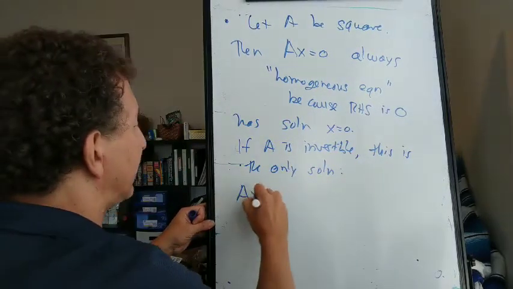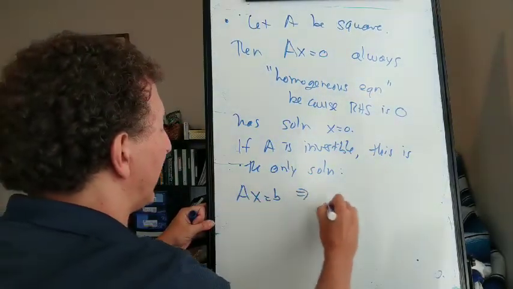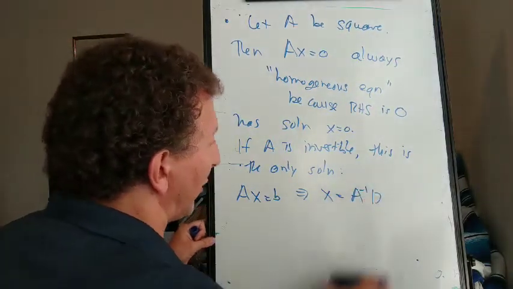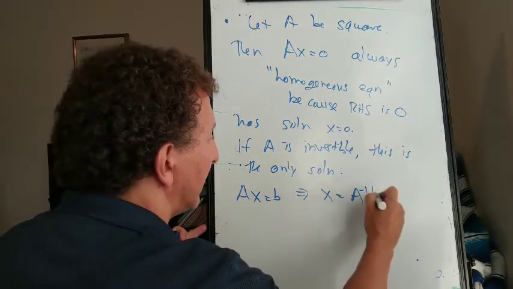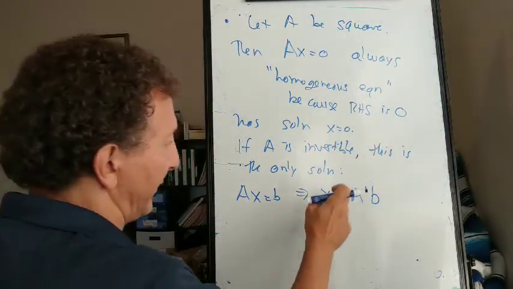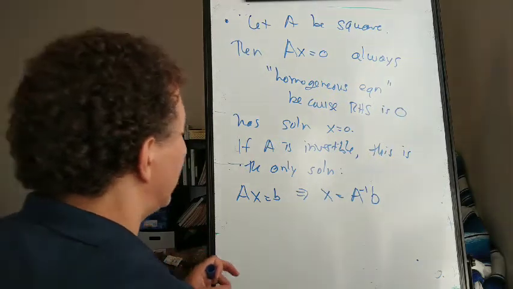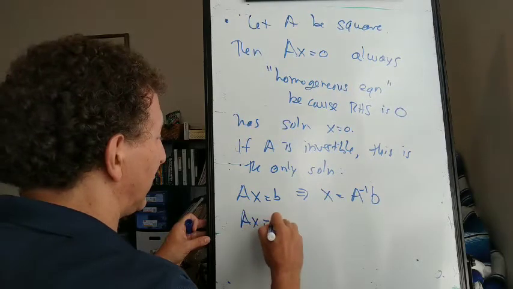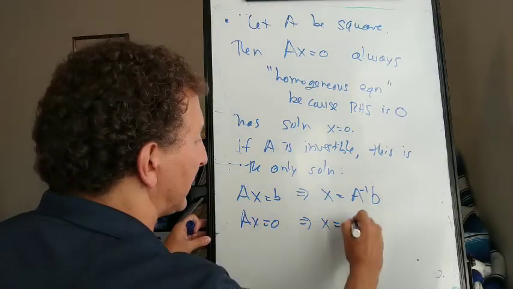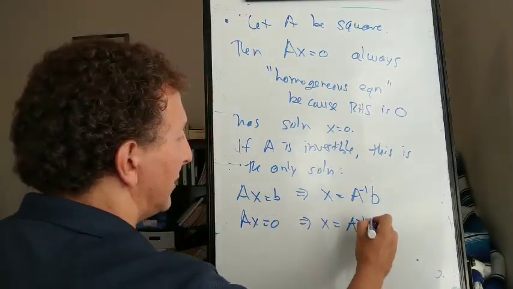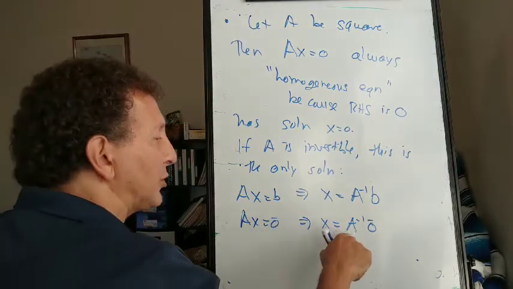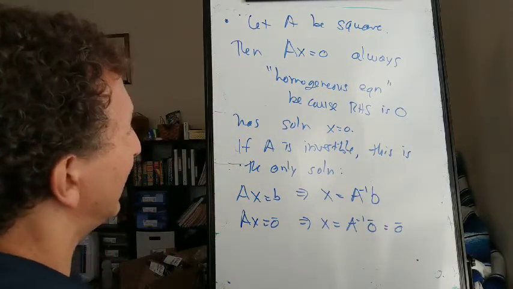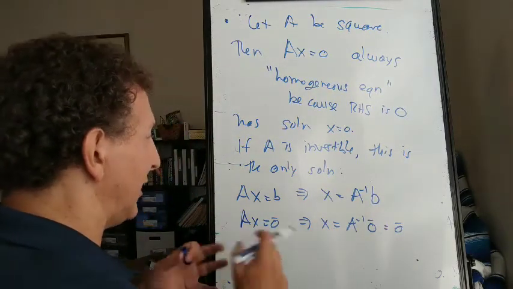And that's because AX equals B implies that X equals A inverse B. So we can multiply both sides by A inverse and find that X equals A inverse B. B here is 0. So AX equals 0 implies that X equals A inverse times the 0 vector. But when you multiply any matrix by the 0 vector, you just get the 0 vector. So there's the one solution if A is invertible.